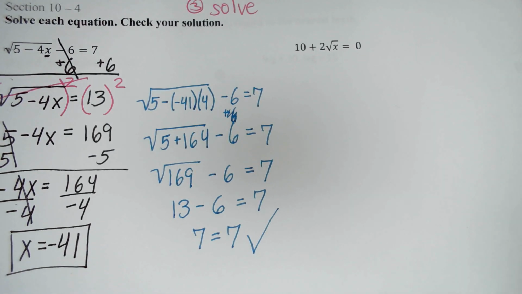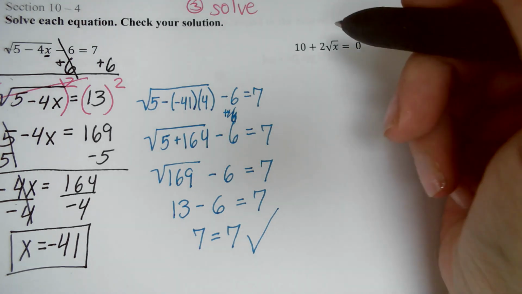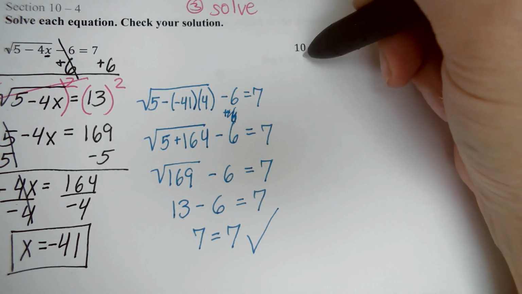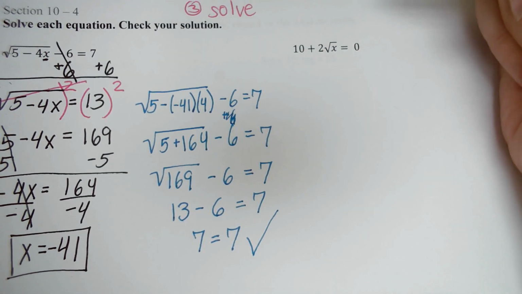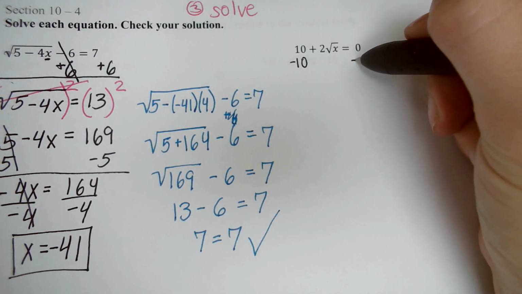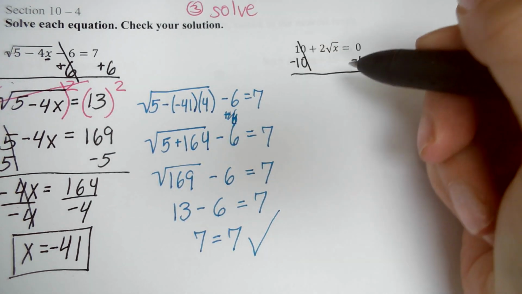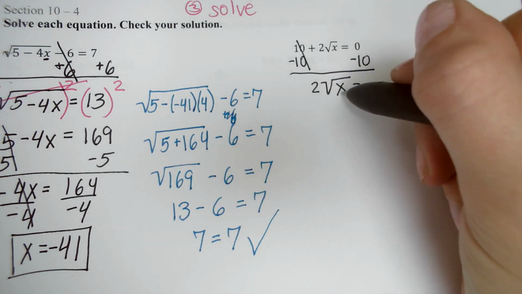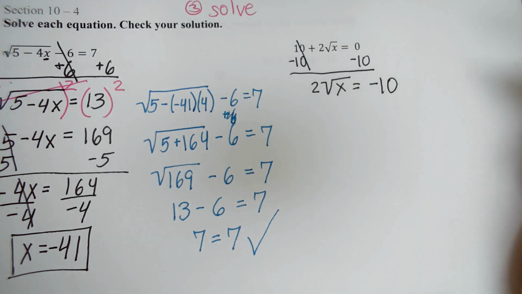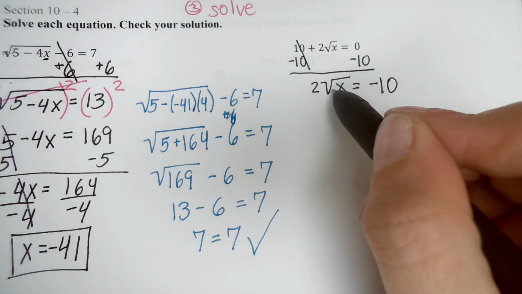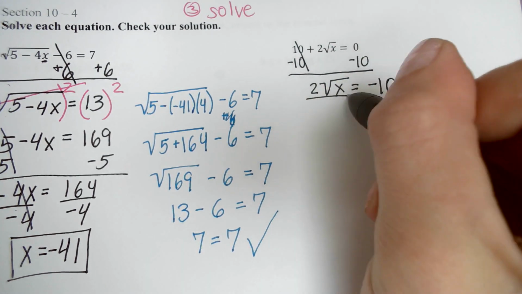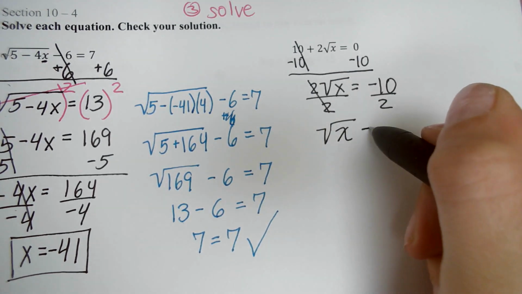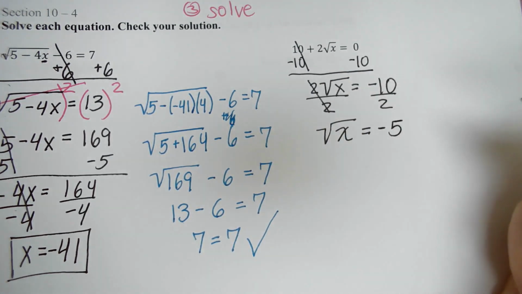So let's move on to another one. For this example now, we have a term, I should say, on the same side as our variable and our radical. So step number 1, we're going to get the radical alone. And we're going to subtract 10 from both sides to do that. That's going to leave us with 2 square root x equals negative 10. Now I want x and my radical sign alone, and they're not. So the next step is to divide by 2. That leaves the square root of x equals negative 5.